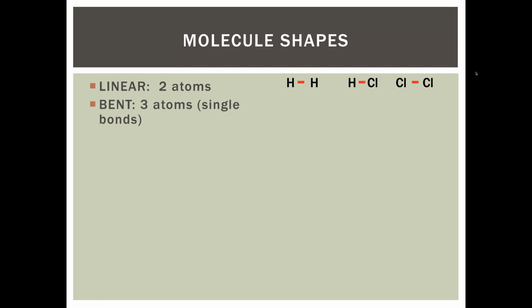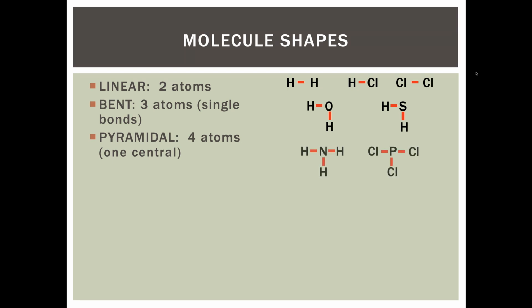Bent molecules have three atoms where the other atoms are bonded at an angle due to the position of the valence electrons. Water molecules and hydrogen sulfide molecules are bent. Pyramidal molecules are ones that have four atoms. One of the atoms is in the center, and the other three radiate outwards from the center. Ammonia and phosphorus trichloride are examples of pyramidal molecules.